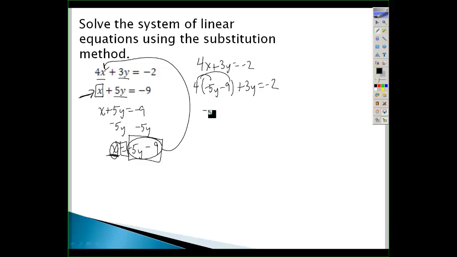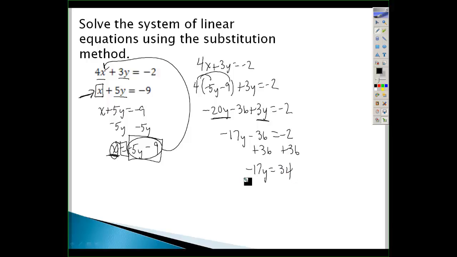I need to do a little distributive property: negative 20y minus 36 plus 3y equals negative 2. I need to add my like terms: negative 17y minus 36 equals negative 2. And I need to add 36 to both sides. Negative 17y equals 34. And finally divide both sides by negative 17. I think that y must equal negative 2.